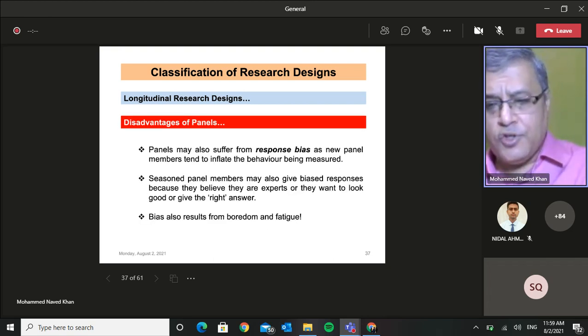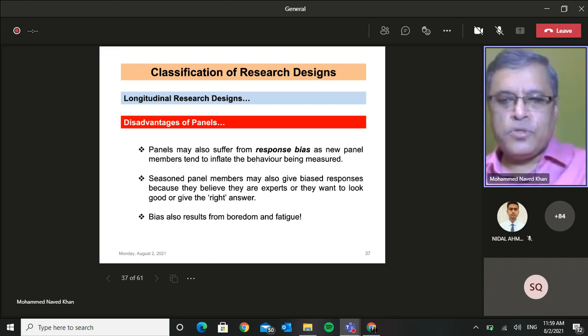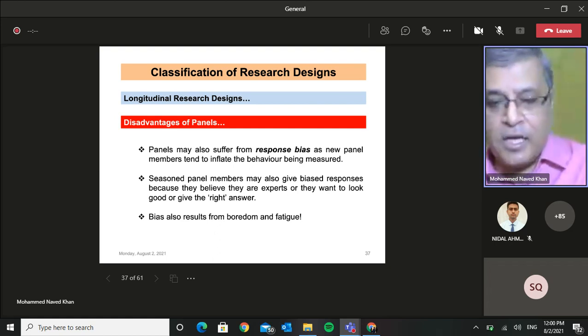Then another issue may be that of response bias. Those people who have joined fresh, or who have been recruited by the researcher freshly into the panel, start giving inflated responses in the hope that it will make the organization happy, or convince them that they are involved in giving responses. So they start giving responses which are inflated, on the higher side. If that is what is happening, the response will be said to be a biased response.